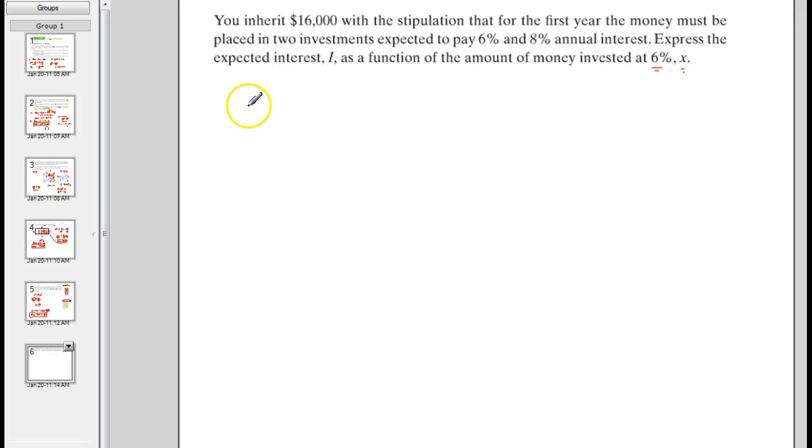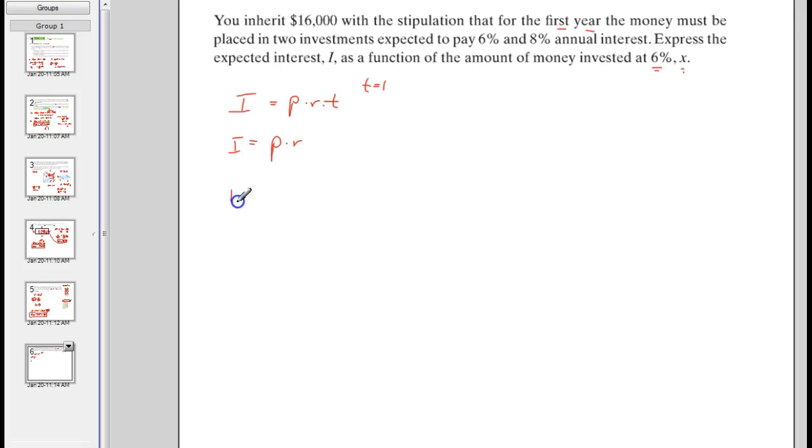Alright, so thinking about this, if I invest X dollars at 6%, I'm using the interest formula. Interest is equal to principal times rate times time. Now this says the first year, so that means T equals 1. So we really don't even have to write it, because if we multiply by 1 we get the same thing out, so I can just do principal times rate.